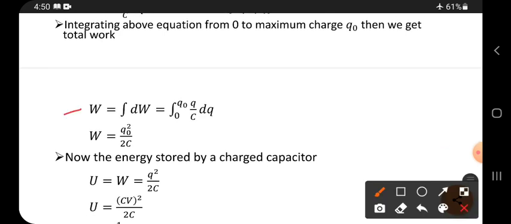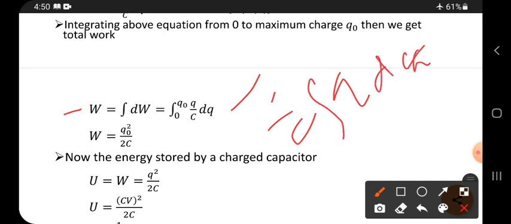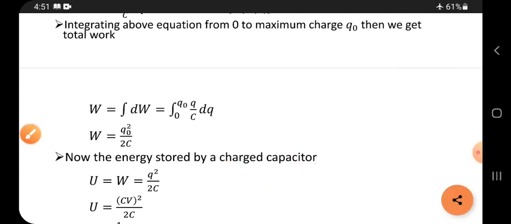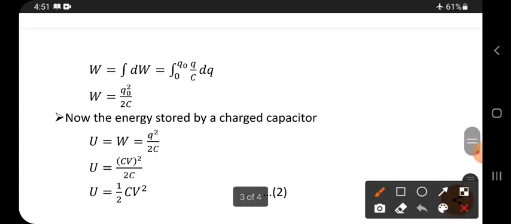So work done is the integral of Q by C dq. Here 1 by C is a constant, and Q is integrable. The integration of Q dq can be written as Q square by 2, like the integration of x dx is x square by 2, in the same manner. Okay, it is like this.